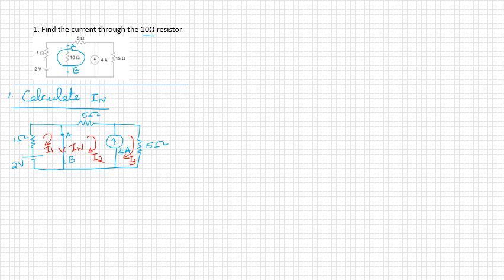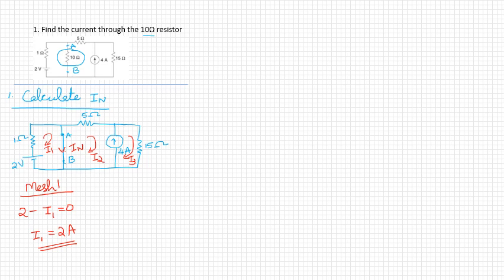And from the first mesh, we can write, applying KVL to the first mesh, we will get the relation like this: 2 minus 1 into I1 equal to 0. So we will get I1 is equal to 2 amperes.